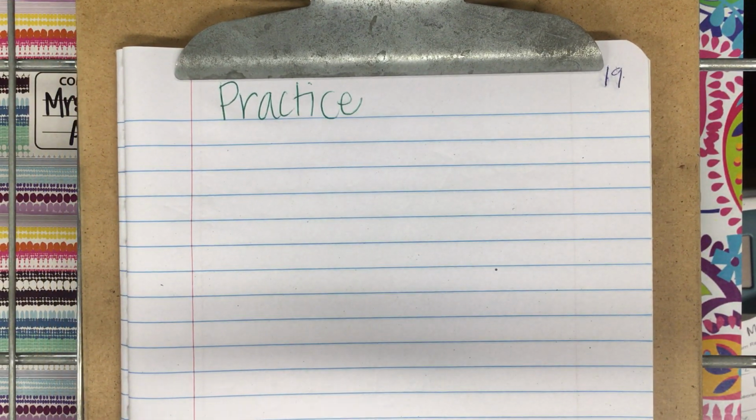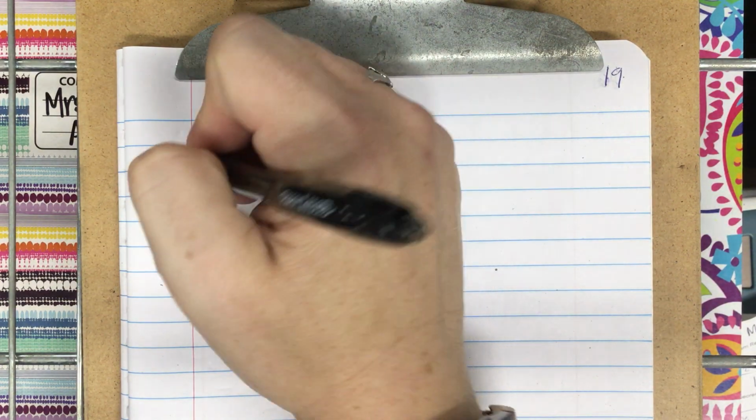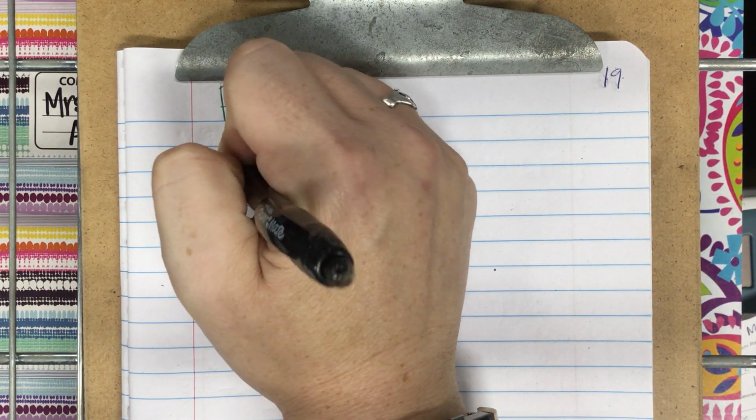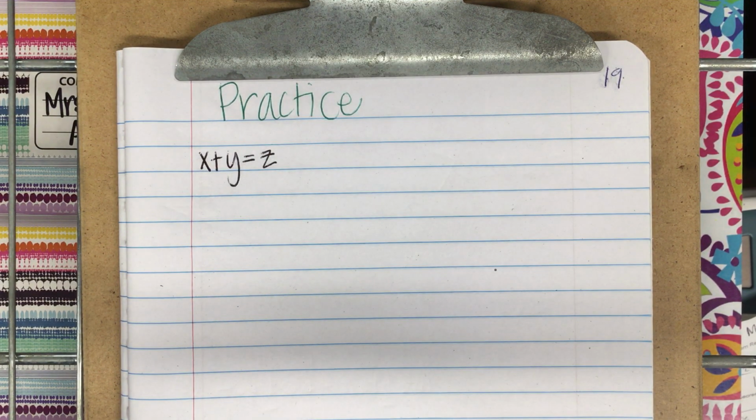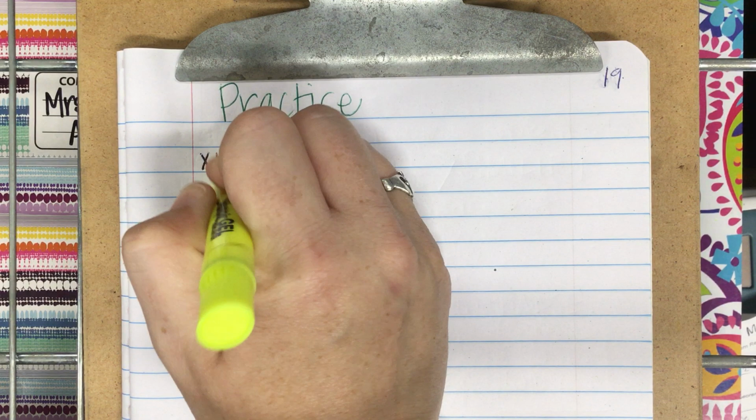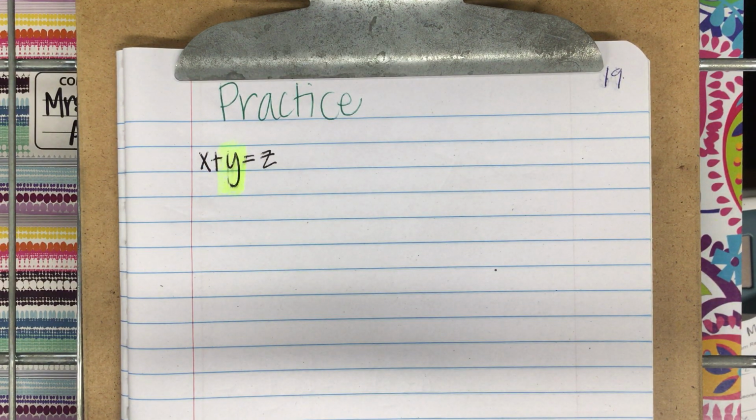All right. Let's start off easy. Ready? I heard yes. Is it practice or homework? X plus Y equals Z. And we're going to solve for Y. X plus Y equals Z. And I want to solve for Y.